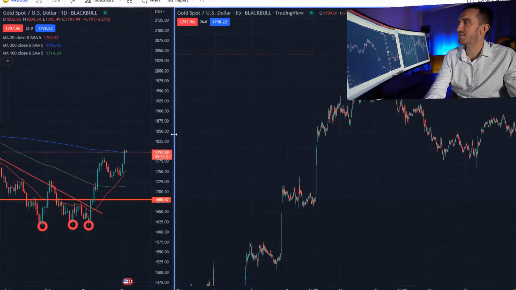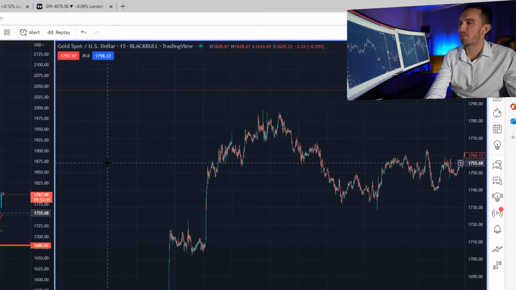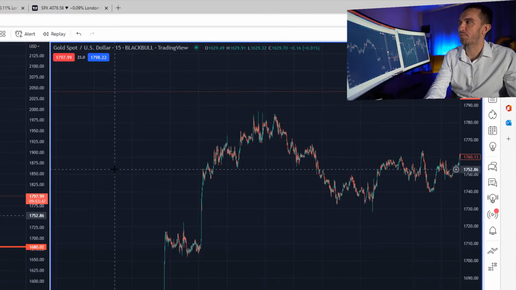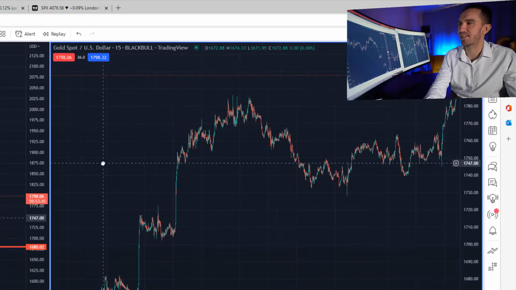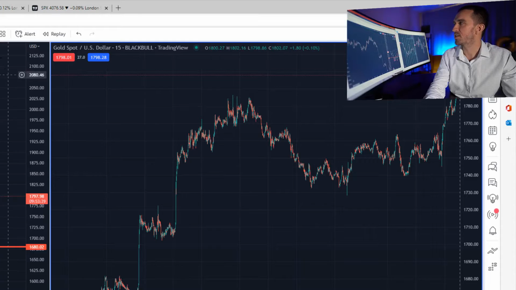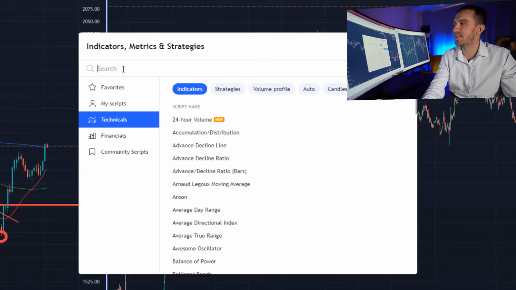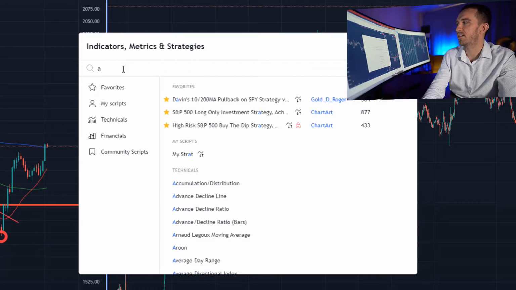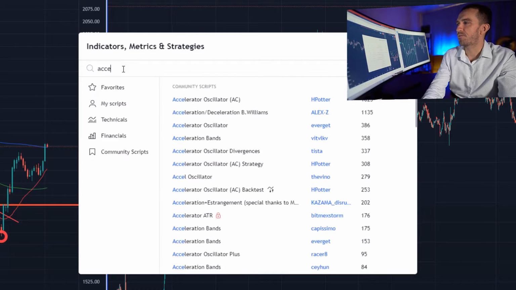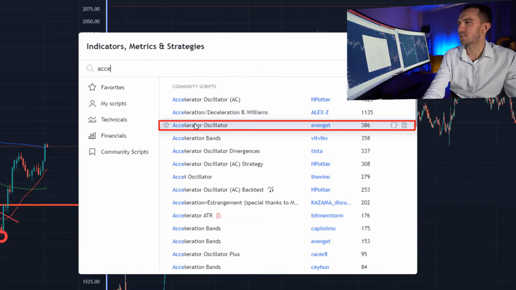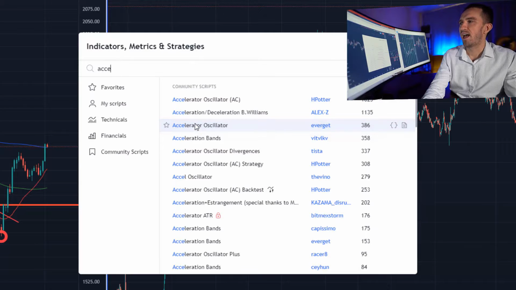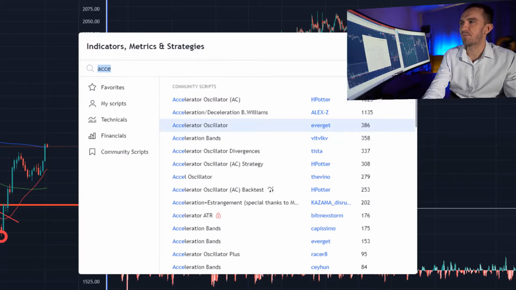So I have on the left side the daily chart, and on the right side I have the M15 chart without any indicators, and I want you to ignore the daily chart. This strategy trades only on M15. The first indicator I will add is the accelerator oscillator, and there are a few, but I use this one from Everget, and it is very visual.